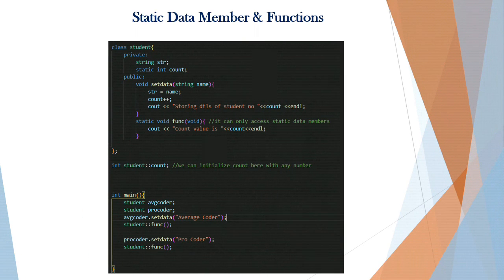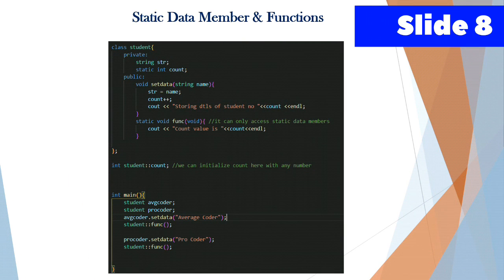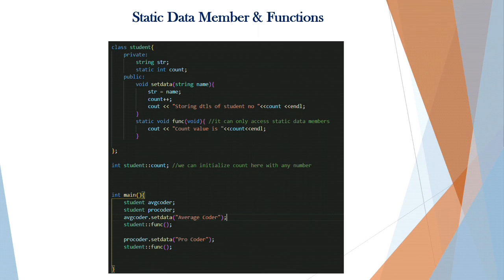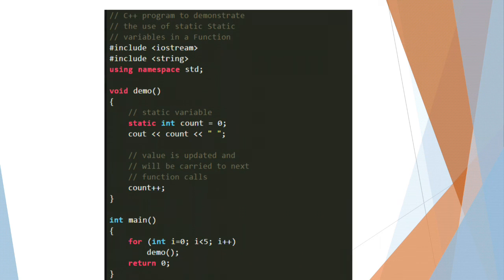So now, static data members and functions. What is a static variable? When a variable is declared as static, space for it is allocated for the lifetime of the program. If we call it multiple times, as the space is allocated only once, the value of that variable from the previous call gets carried to the next function call. And you can see a very good example of a static variable on the screen.